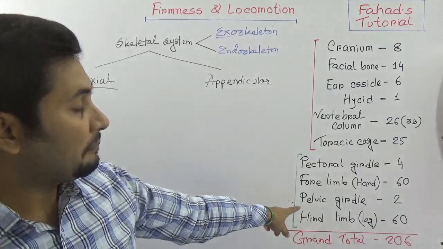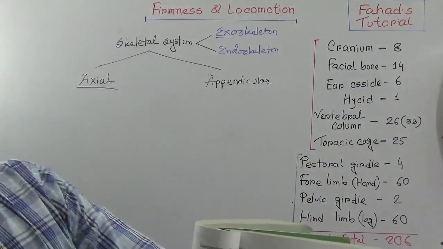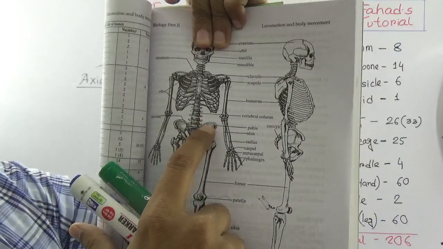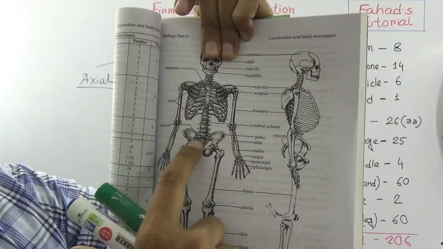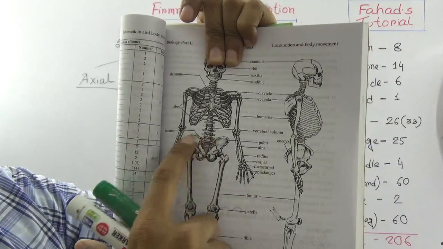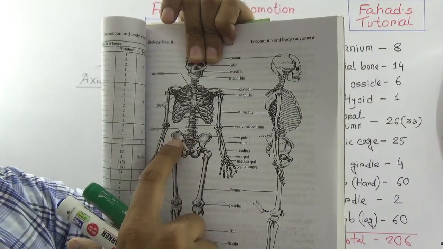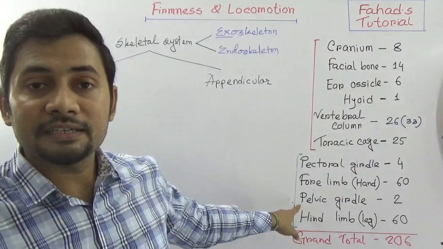And you see the pelvic girdle. The pelvic girdle is actually this one. We have 2 bones. Number 1, this one and this one. This is called hip bone, H-I-P, hip bone in both sides. This is called pelvic girdle.